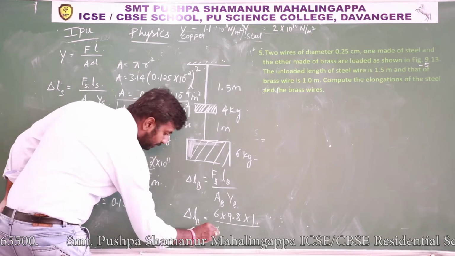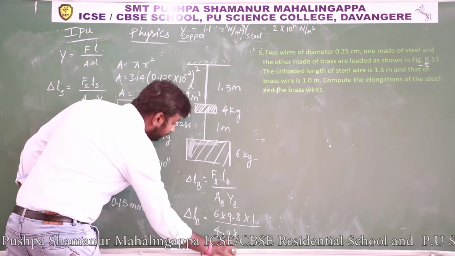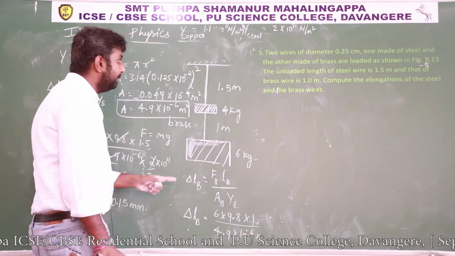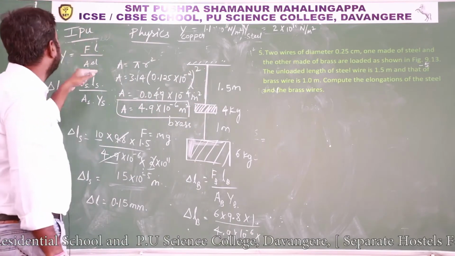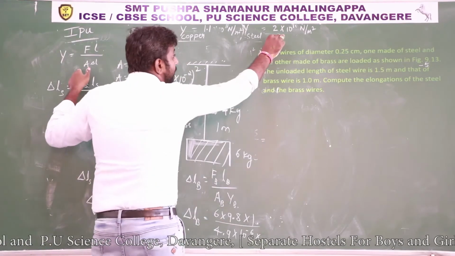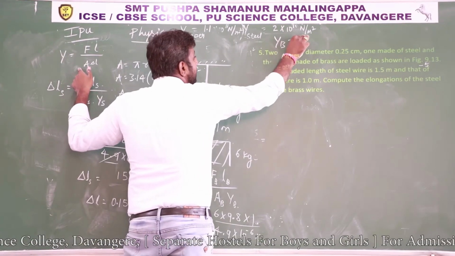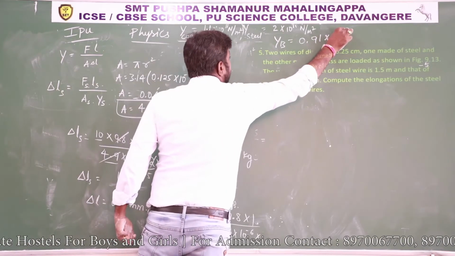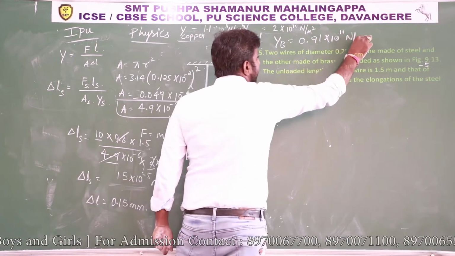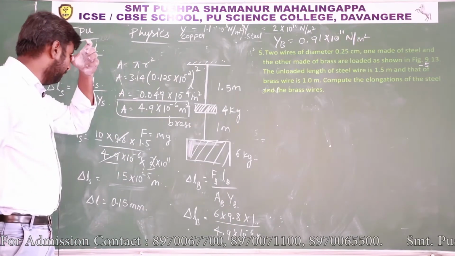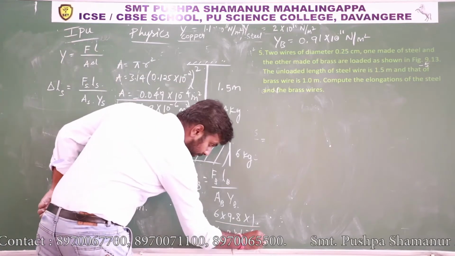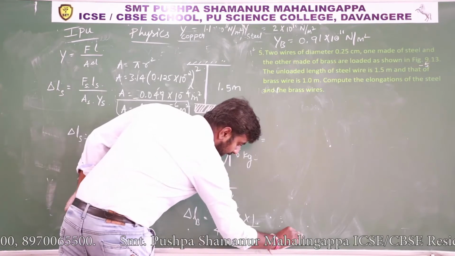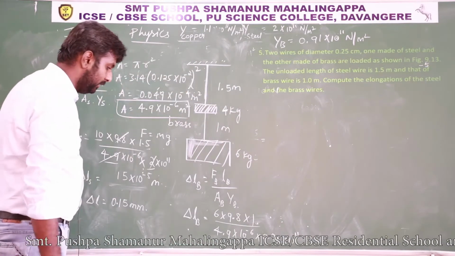The area we calculated is 4.9 into 10 to the power minus 6, multiplied by Young's modulus of brass. Somewhere I have written that Young's modulus of brass value is given as 0.91 into 10 to the power 11 Newton per meter square. This is the Young's modulus value of brass. That value we have to substitute here, 0.91 into 10 to the power 11. Then find out the answer.